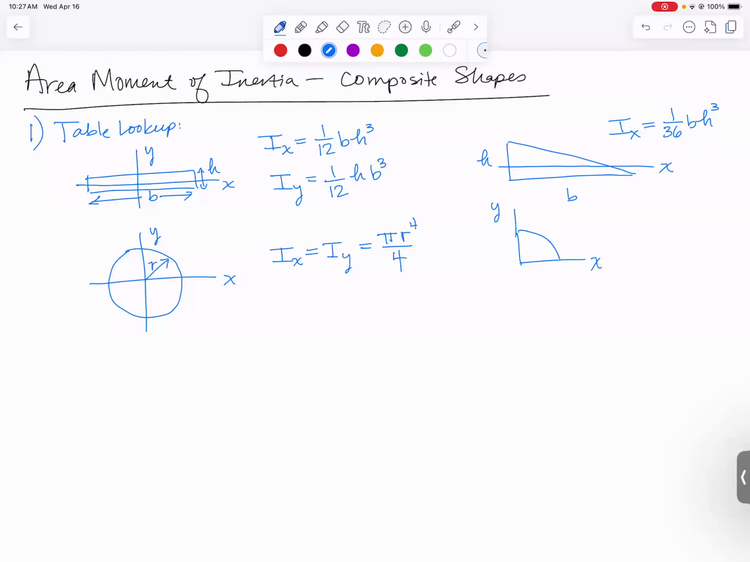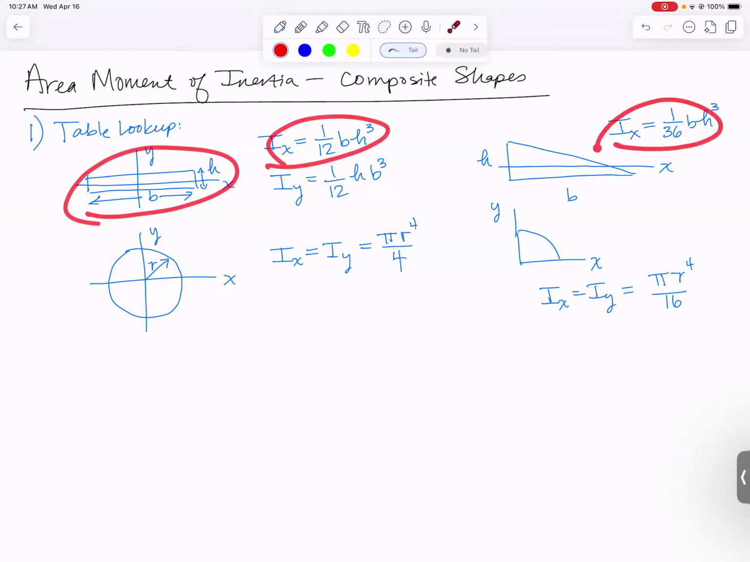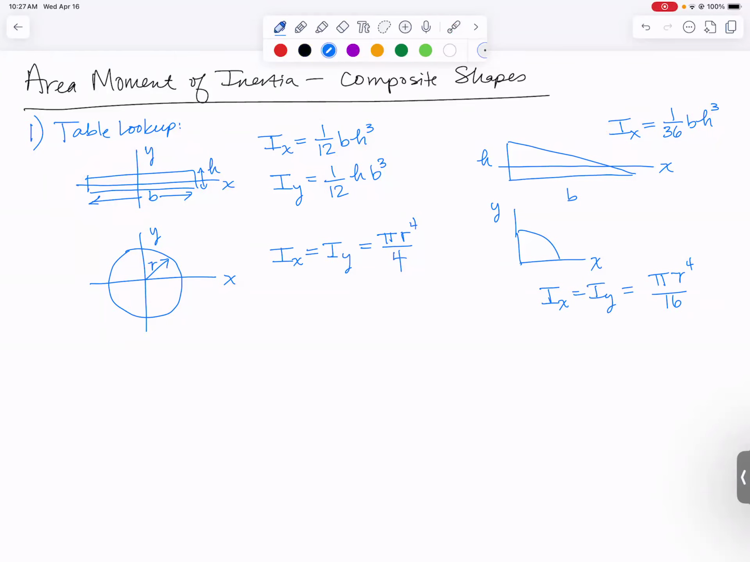Instead of giving it through the centroid, the table gives us the moment of inertia about an x-axis or a y-axis at the edge of the quarter circle. And that happens to be exactly pi r to the 4th over 16. So if you have any of these shapes in your composite shape, your first step is to look up and find the moment of inertia. There's our first step. Next step is we're going to use what's called the parallel axis theorem.